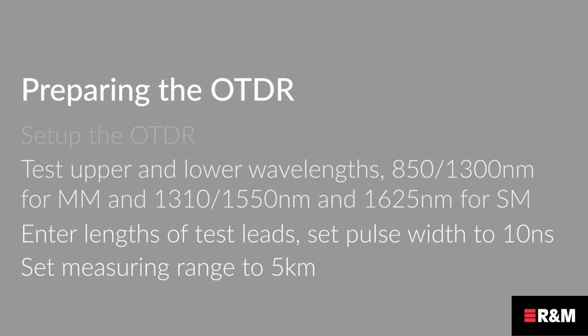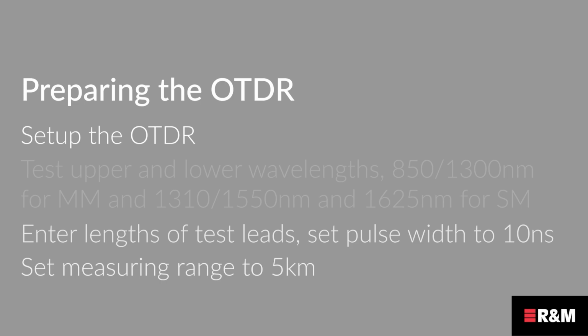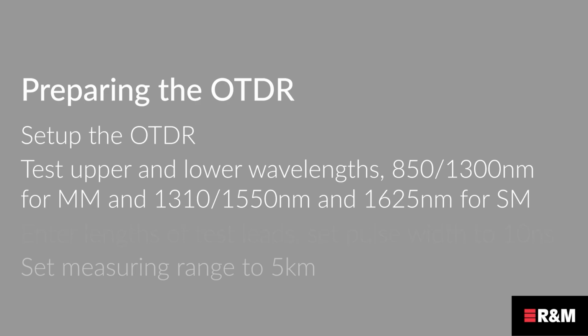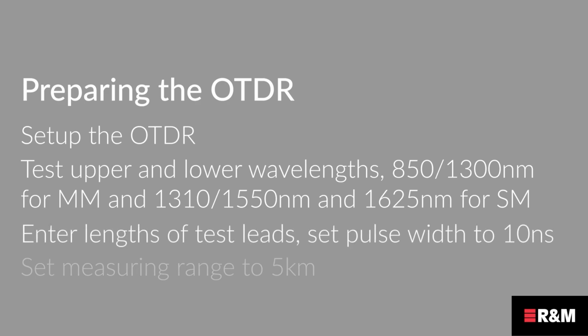Preparing the OTDR. Set up the OTDR according to the links that should be measured. The most important test settings are to always test the upper and lower wavelengths, 850 and 1300 nanometers for multimode, and 1310 and 1550 nanometers, and maybe also 1625 nanometers for single mode, if required according to the customer. Enter the lengths of the test leads. Set the pulse width to 10 nanoseconds. 10 nanoseconds is a very good average value to measure links up to 2 kilometers. Set the measuring range to 5 kilometers.